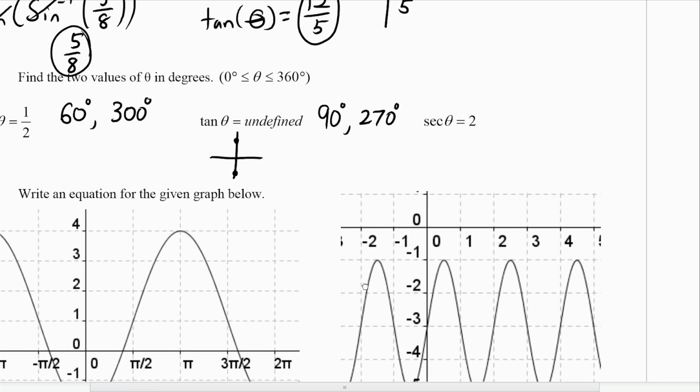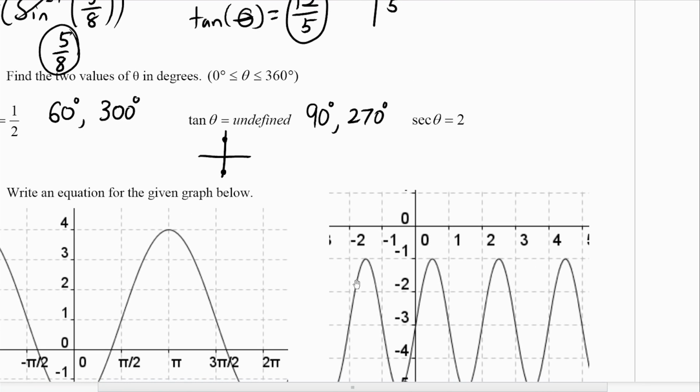And lastly, secant of theta, which is equal to 2. Yet again, I don't like working with cosecant, secant, cotangent. So I like to convert them back to something that's more manageable: cosine, sine, or tangent. So cosine of theta, I'm just going to flip that. So it ends up being 1/2, and it ends up being that first example for these sets of problems. So it's going to be 60 degrees and also 300 degrees.